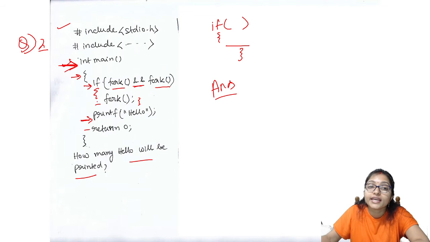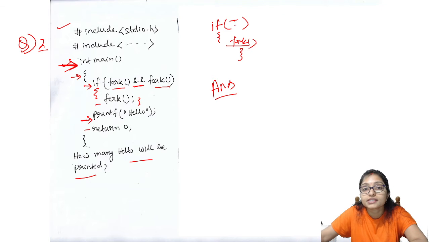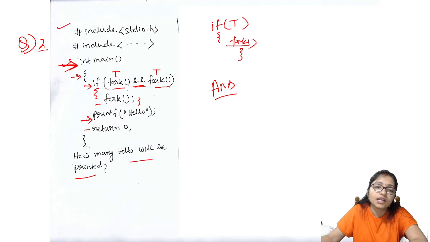Okay. So when there is a fork inside, when will this fork be executed? If this is true, if the inside value is true, then the fork will be executed. Now how will it be executed? There is an AND. AND means if this is true and this is true, when both are true, then only it will be executed, right? So how do we make both true?